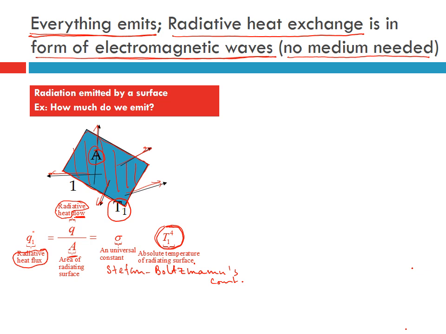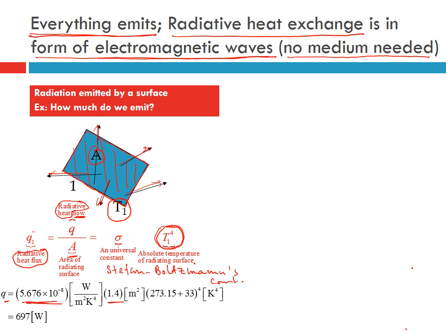So let's plug in numbers and see how much we radiate. The amount radiated by us is this constant times our typical surface area times the absolute temperature of our body surface, not the core, the body surface, raised to the power 4. That gives 697 watts. Now that seems like a lot of energy that we are losing. There is a bit of a problem with that. Can you guess?